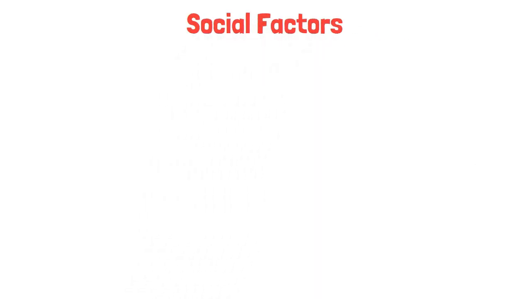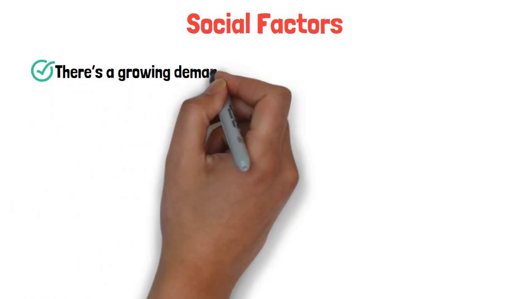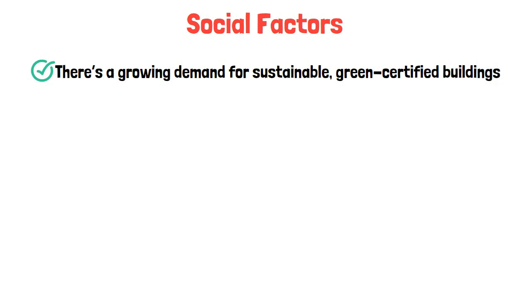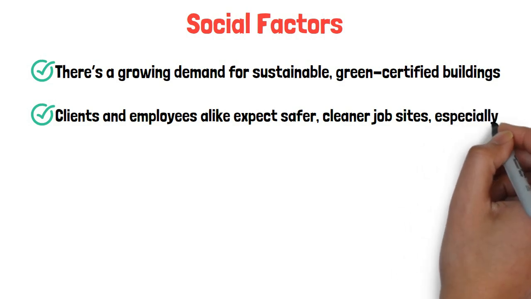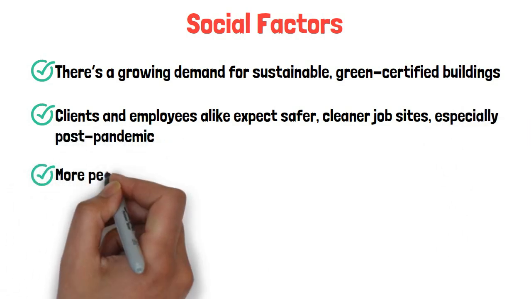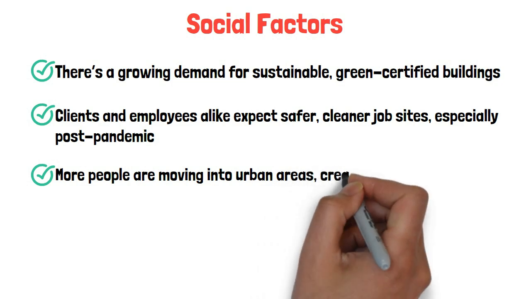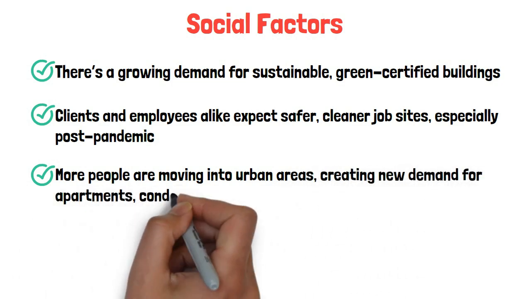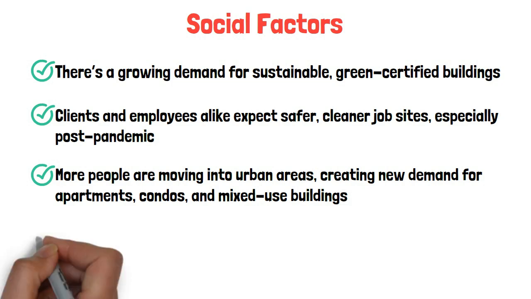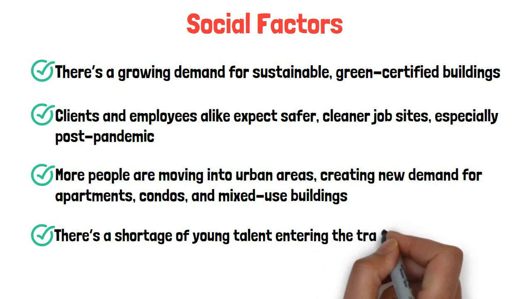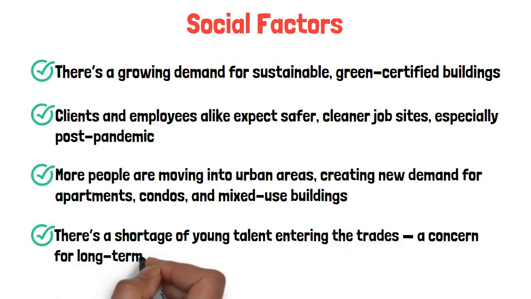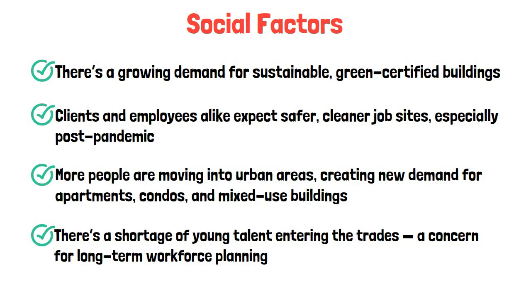Social factors. What do people want? What do workers need? There's a growing demand for sustainable, green-certified buildings. Clients and employees alike expect safer, cleaner job sites, especially post-pandemic. More people are moving into urban areas, creating new demand for apartments, condos, and mixed-use buildings. But there's a shortage of young talent entering the trades, a concern for long-term workforce planning. Skyline knows they need to invest in training programs and focus on employee well-being to stay ahead.